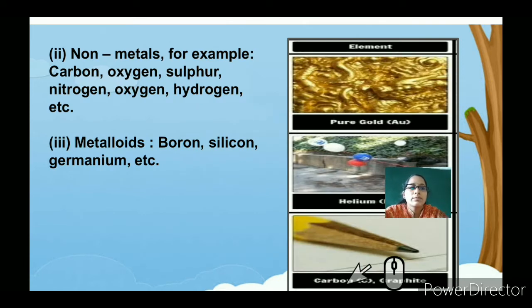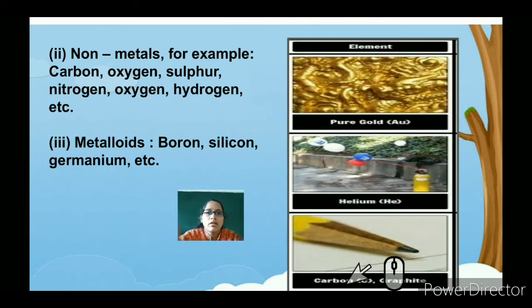Non-metal examples of elements are carbon, oxygen, sulfur, nitrogen, hydrogen, etc. Metalloids have characteristics of both a non-metal and a metal. Examples are boron, silicon, germanium, etc. In this figure you can see elements which come under pure substances: gold, helium, carbon. For carbon, an example is graphite. Where is graphite used? You all know that it is used in the pencil that we write with.